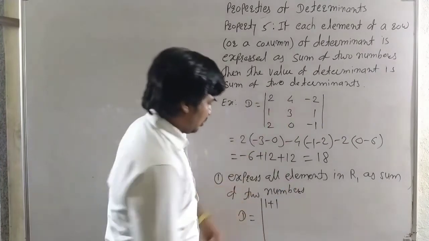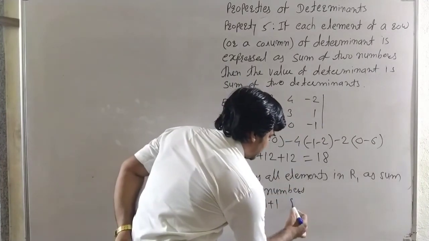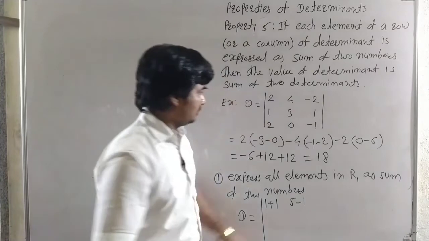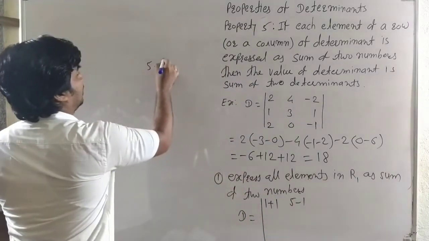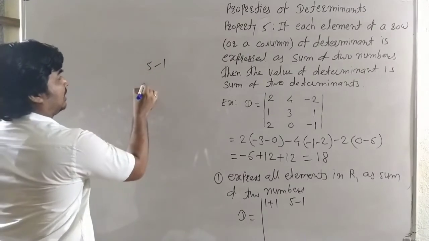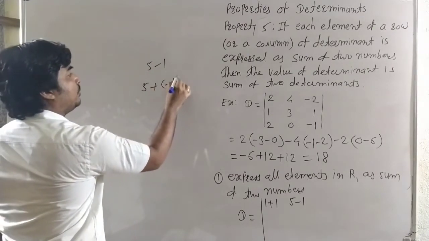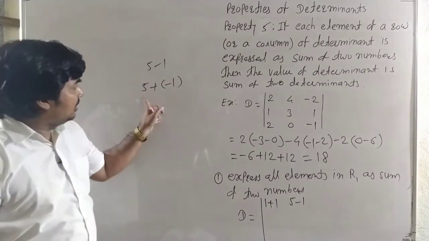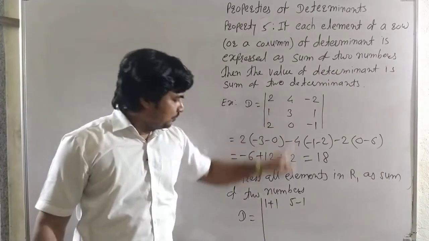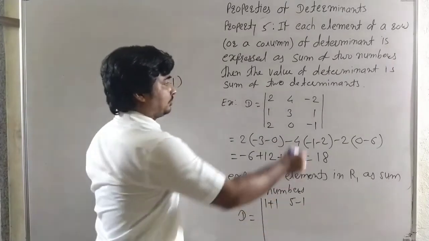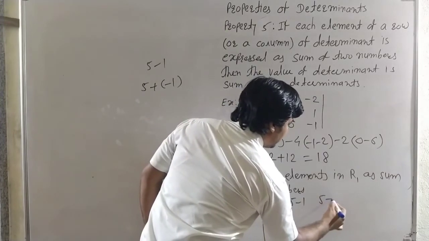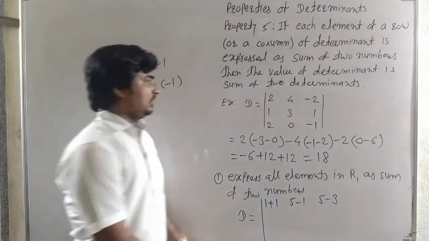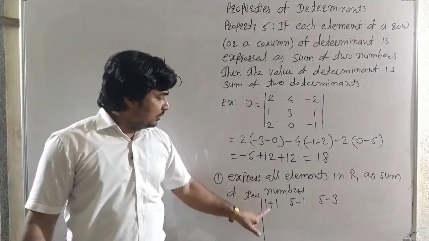This 4 we can write, suppose, as 5 minus 1. 5 minus 1 is again an addition. It looks like a subtraction, but it is the addition of 5 and minus 1. Here it is 5 minus 1, and now for these two, here we can write 5 minus 3.